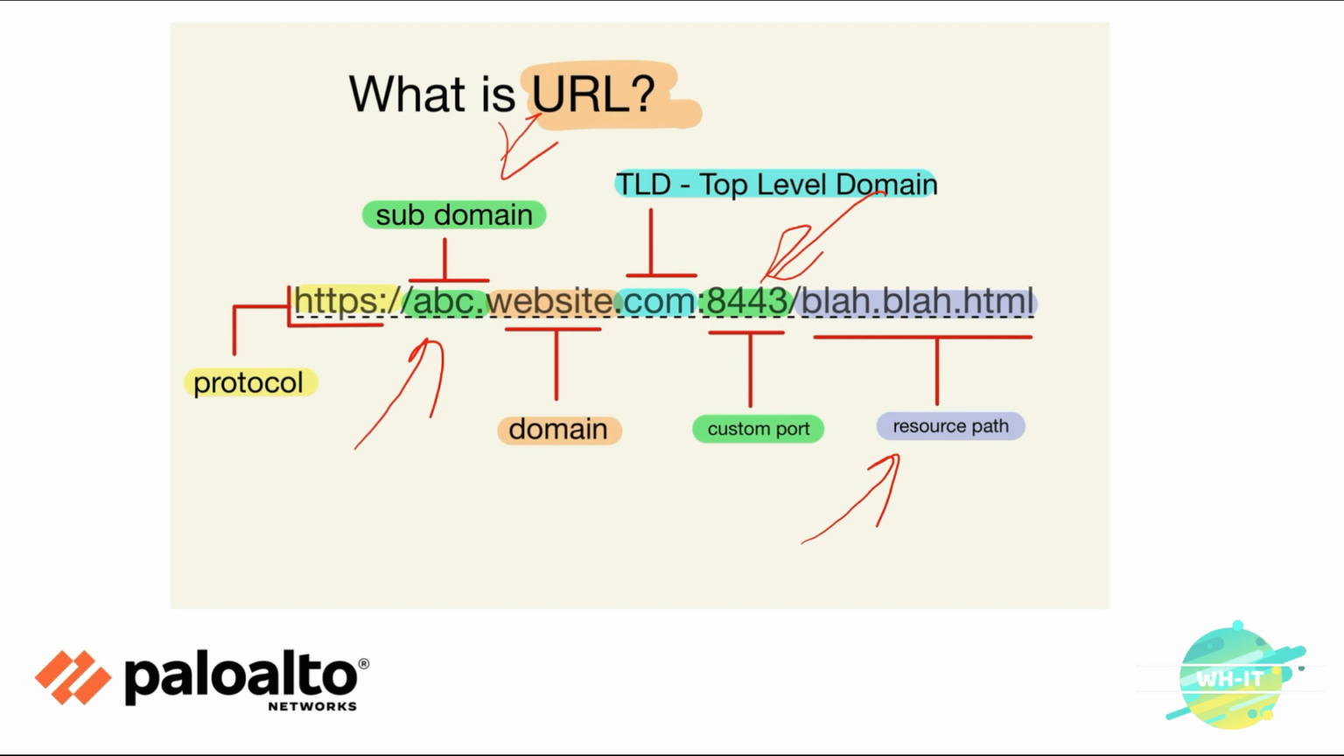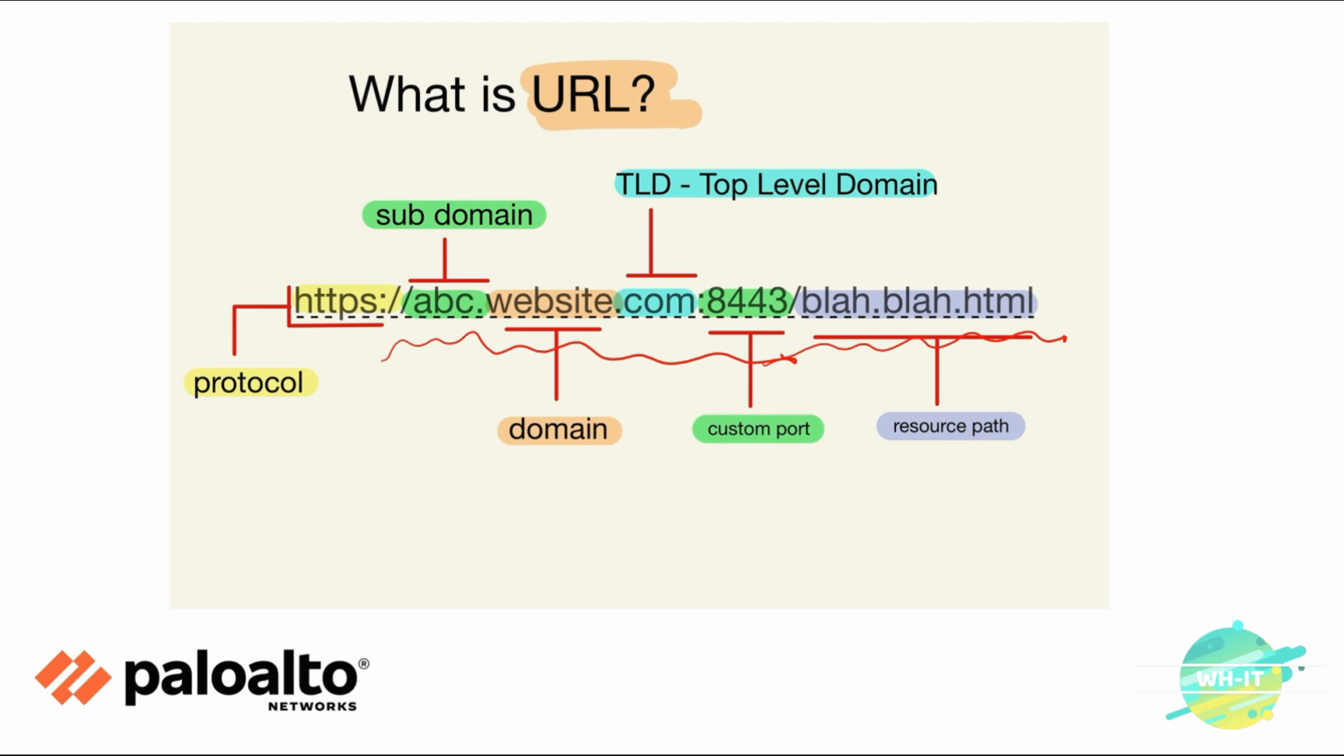So if you are trying to allow or block a particular URL which has all these details, what level you'd like to allow or block is totally up to you. For example, if you want to be more specific and allow or block any URL until this point, you have to mention all the details until here, otherwise it's not going to work. But if you want to be less specific, you can define the details only until this.